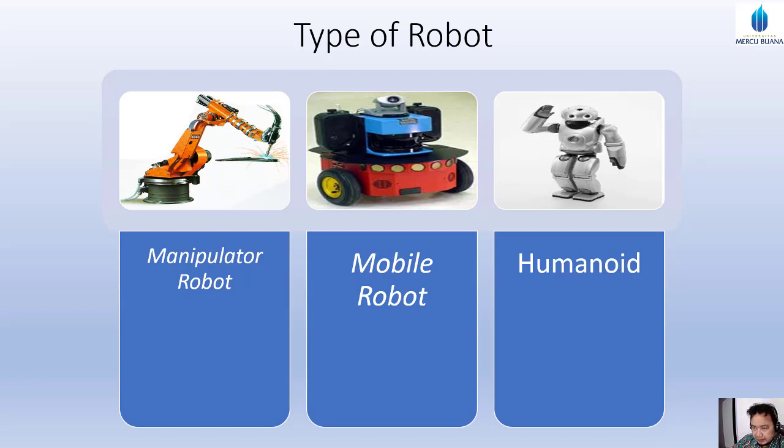Usually we can define robots in three types. First, the manipulator robot, as you can see, which is usually applied in industrial or manufacturing processes. The second one is the mobile robot, the type that we will explore after this. And the third is the humanoid, the robot that tries to mimic or simulate humans.